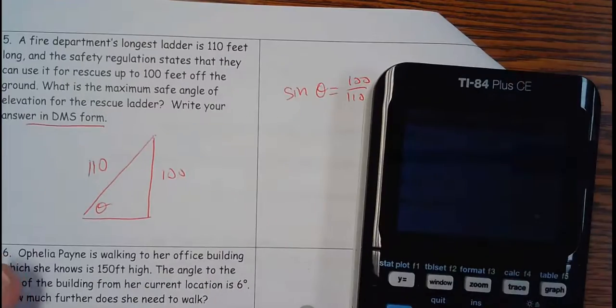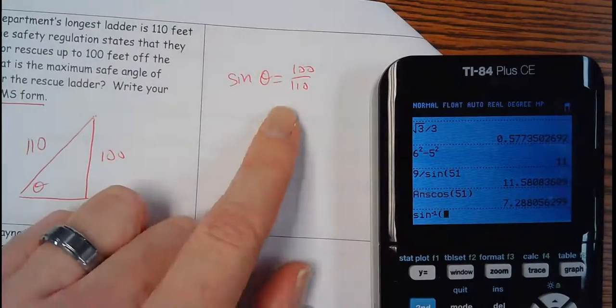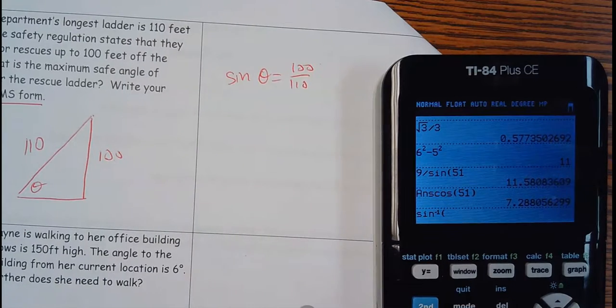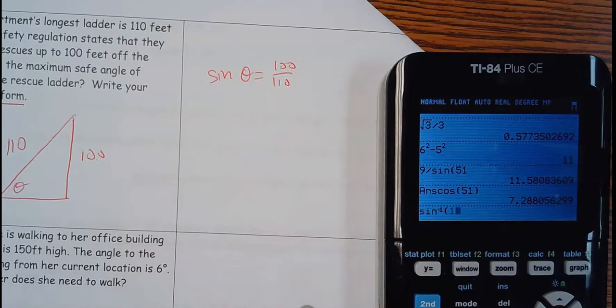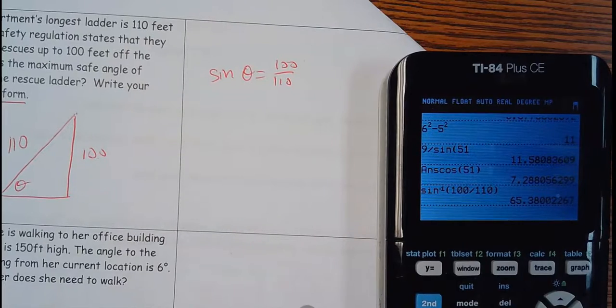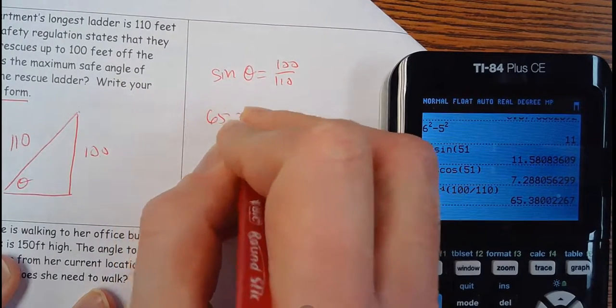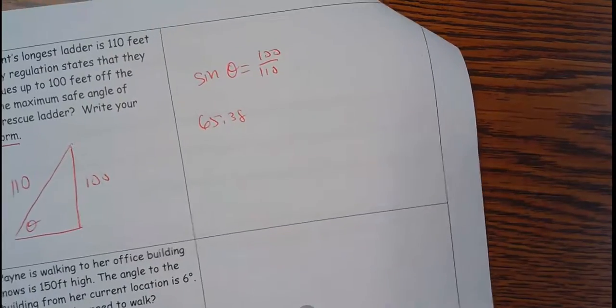So to type that in the calculator, I'm going to do inverse sine. I'm not going to give you the angle, I'm going to give you the ratio. You give me the angle, go backwards. The ratio, which you can reduce to 10 over 11, or you can type in 100 divided by 110, and hit equals. And it's 65.38. I'm going to leave it there. And now I need to convert that to degrees, minutes, seconds.